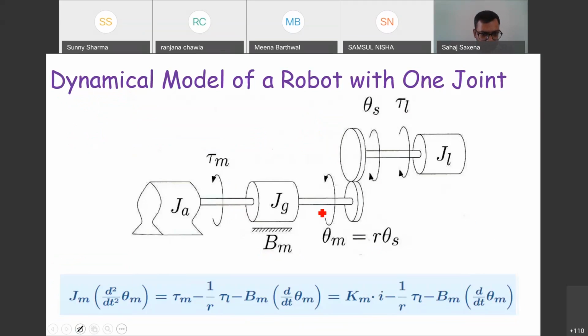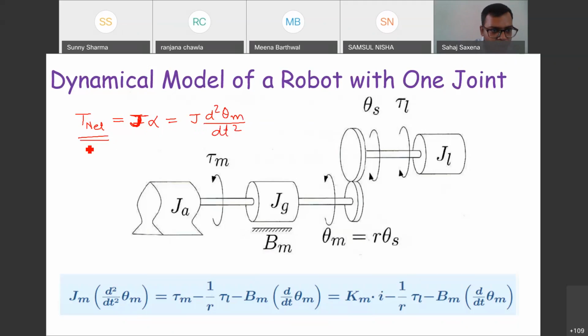Looking at the very first part of the equation, we generally know that the total torque, or the net torque, is the moment of inertia, which I say by I, or sometimes we call it J, into the angular acceleration, that is alpha. Here we call it J, and alpha is the angular acceleration. It is the double derivative of the angle theta m.